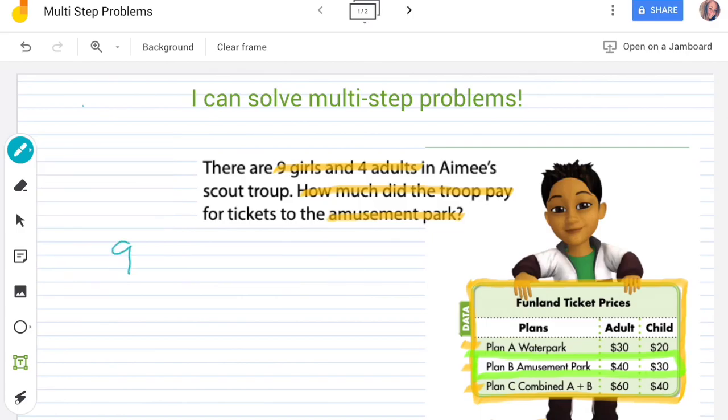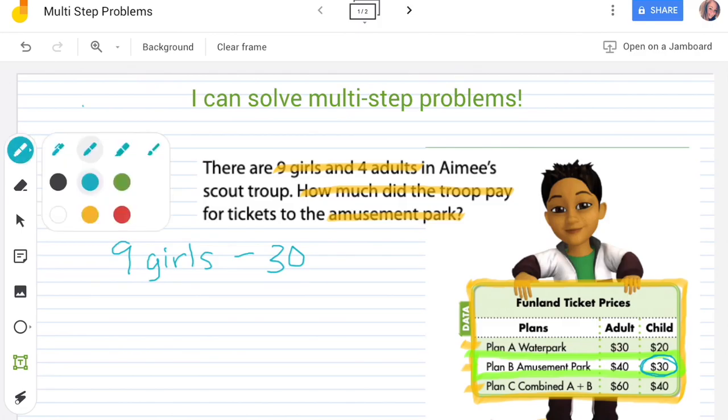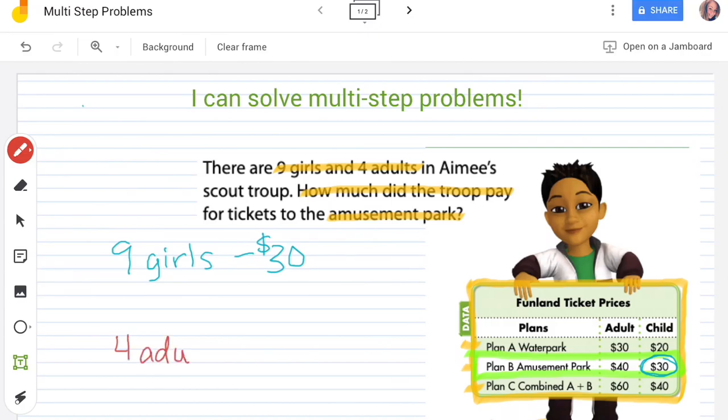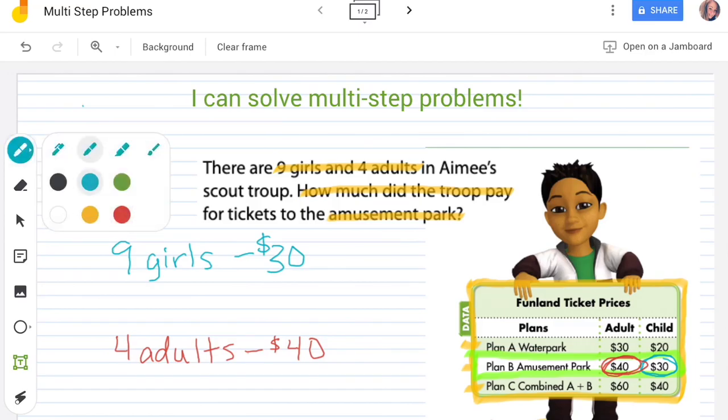I know that I have 9 girls. And according to this table, each girl costs $30. Oops, not girls. I made a mistake. Let me erase that. Each girl costs $30. Now I also have another group of people that I need to account for, and that's the adults. There are 4 adults, and according to the data table, each one of the adult tickets cost $40. So that means that I have groups of tickets.